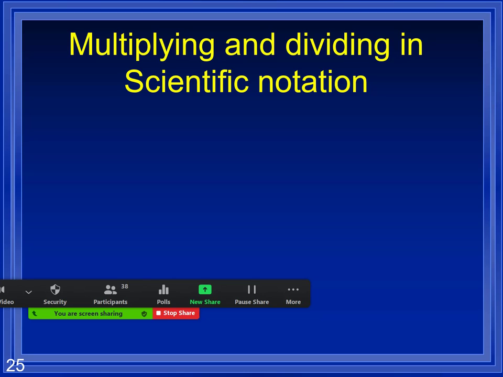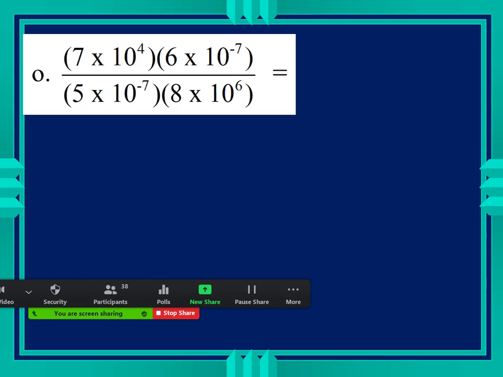Come on. I was working through some problems. My screen jumped all over the place. Where was I?